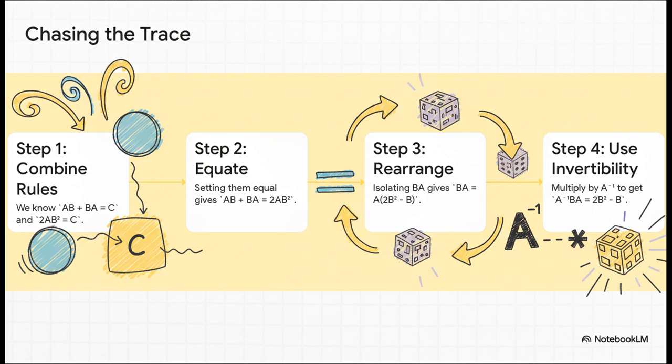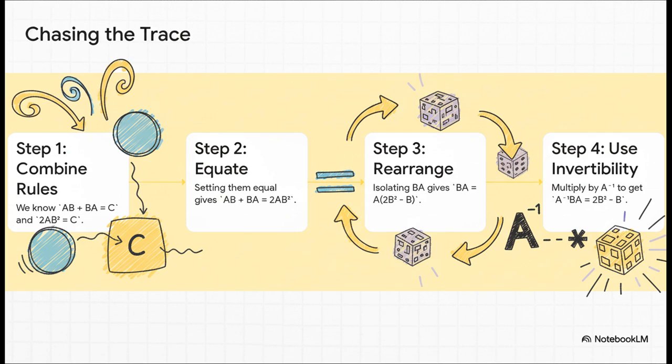And since we already proved AB squared equals B squared A, that second rule simplifies down to just 2AB squared equals C. So look at that, we have two different things that both equal C. Let's set them equal to each other. AB plus BA equals 2AB squared.